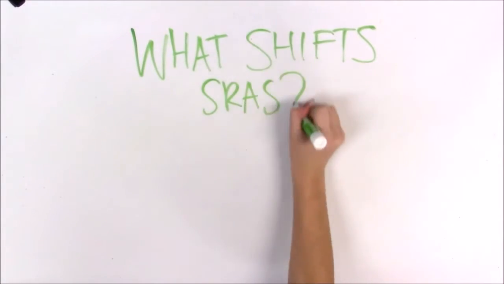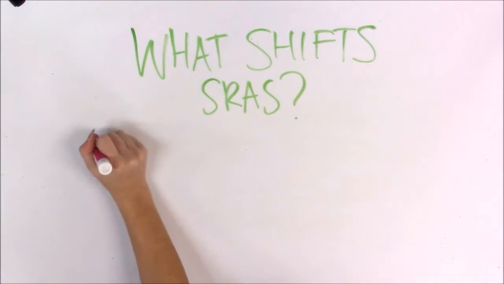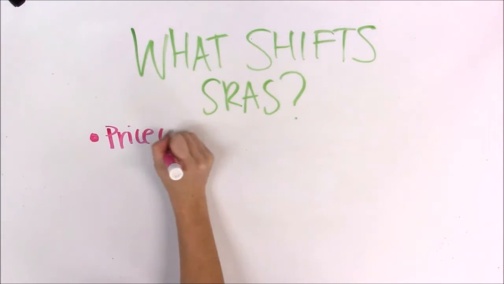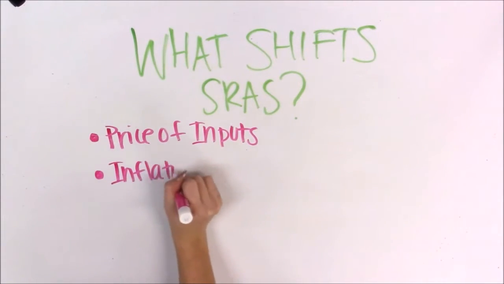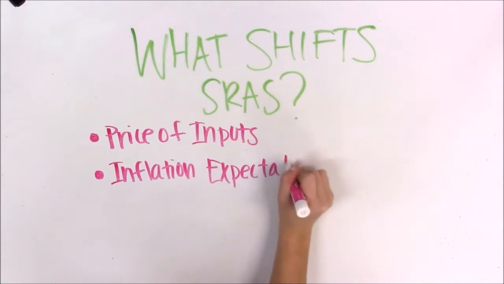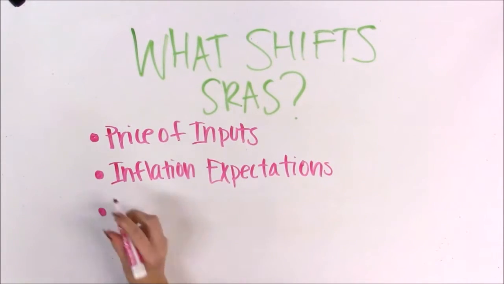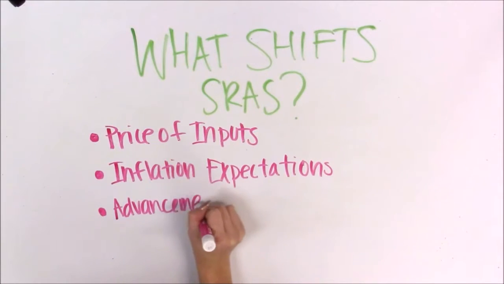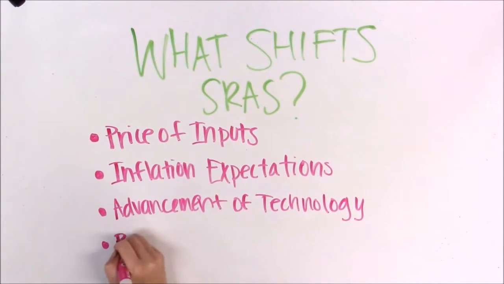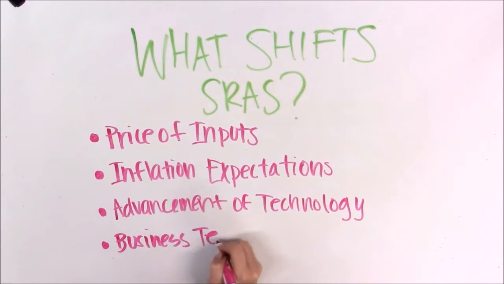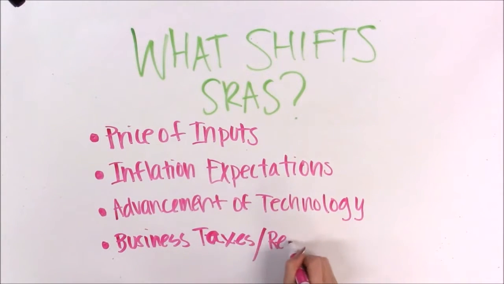What shifts short-run aggregate supply? Short-run aggregate supply curves shift when the cost of key inputs, such as resources, coal, oils, minerals, change, when inflationary expectations change, when technology used in manufacturing or in a business changes, or when business taxes and regulations controlled by the government change.